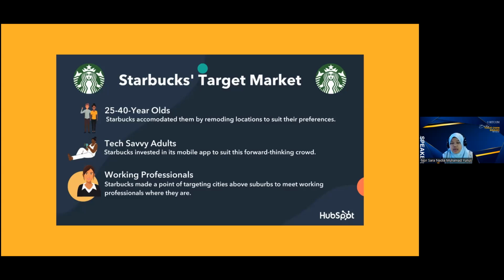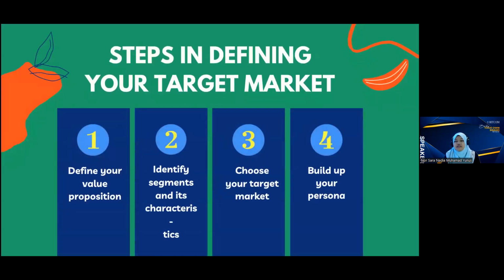This is what I wanted to share today, where there are 4 steps involved in defining our target market. The first one, we're going to start with how we define our value proposition. Number 2, how we identify segments and their characteristics. Number 3, how we choose our target market. And number 4 is the process of how we can transform our target market through brand persona. All right. So let's begin with the first step.